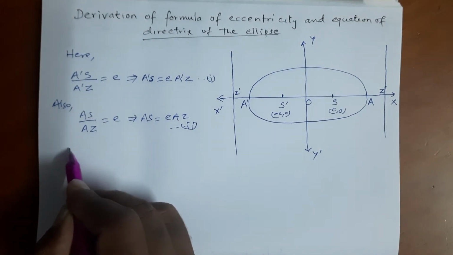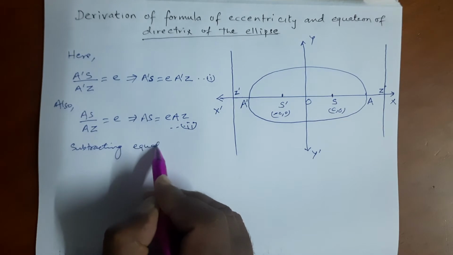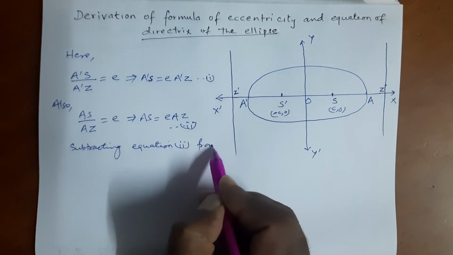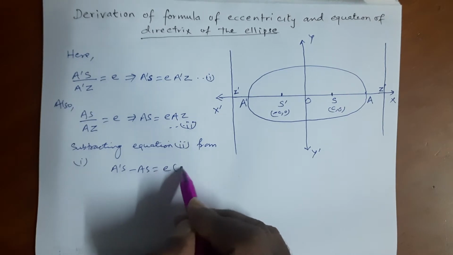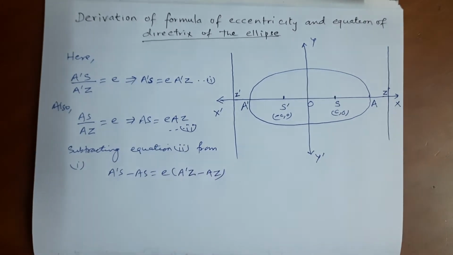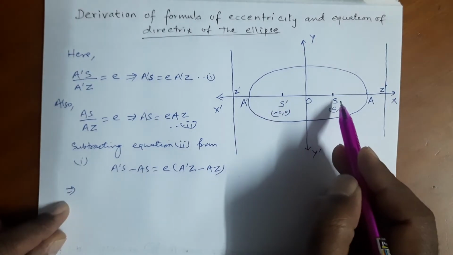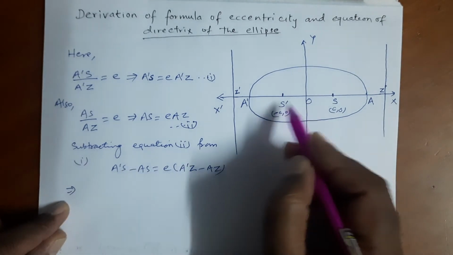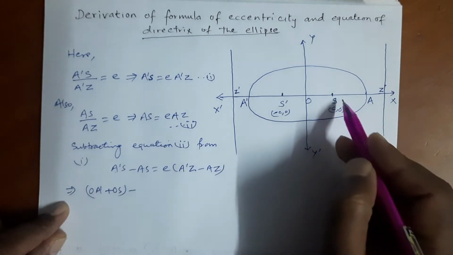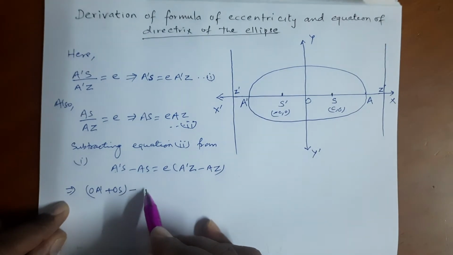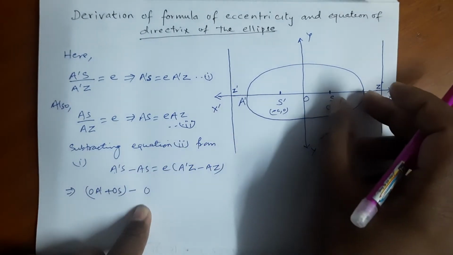Now, subtracting equation 2 from 1, A dash S minus AS equals E times (A dash Z minus AZ) we can write. Here, A dash S equals OA dash plus OS, and AS equals OA minus OS.